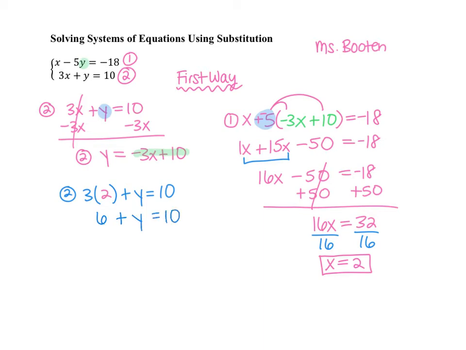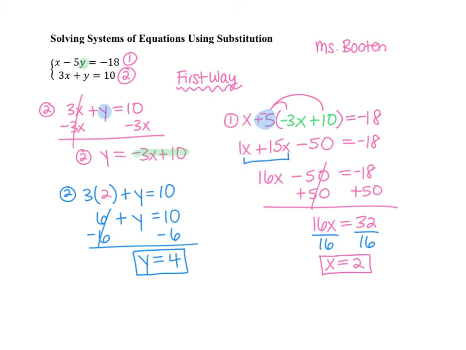Now we have to get rid of the 6 since it's on the same side with the y. So we're simply subtracting 6 from both sides. Zeros out on the left side, leaving us with y, and then equals 10 minus 6, which is 4. So y is equal to 4.